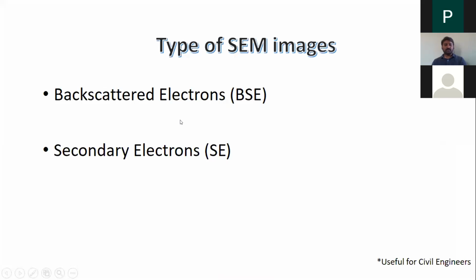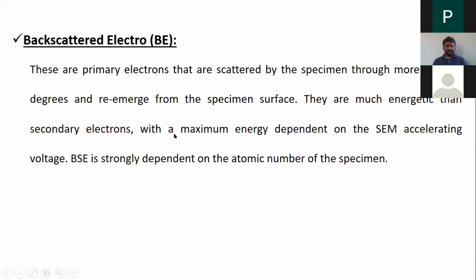There are usually two kinds of SEM images that we get. One is backscattered electron images and the other is secondary electron images. Backscattered electron images are specially used for image analysis. Most of the time we get secondary electron images, but those who are really interested in image analysis and quantifying something from SEM images have to go for backscattered electron images. So what are these two? We'll have a brief discussion on this.